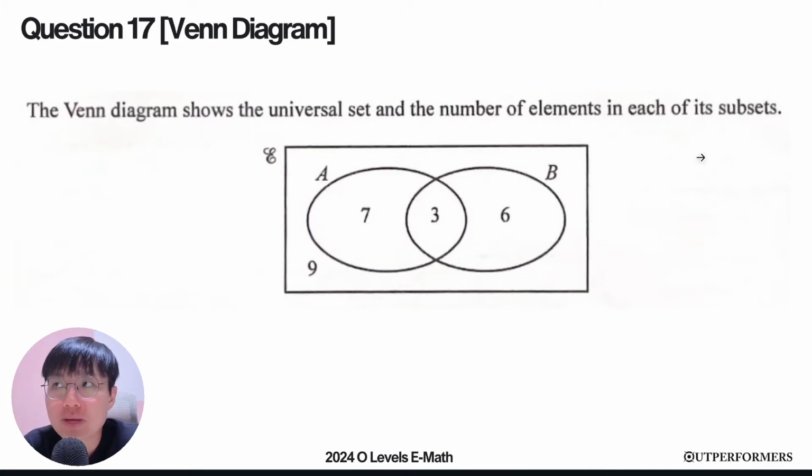So many times when we look at a Venn diagram question, when they give us a Venn diagram, the things inside that we see are usually the elements. But for this question itself, they actually give us the number of elements, which means there are 9 elements here, there are 7 elements here, 3 and 6 elements respectively. It's not element 7 or element 3, not that.